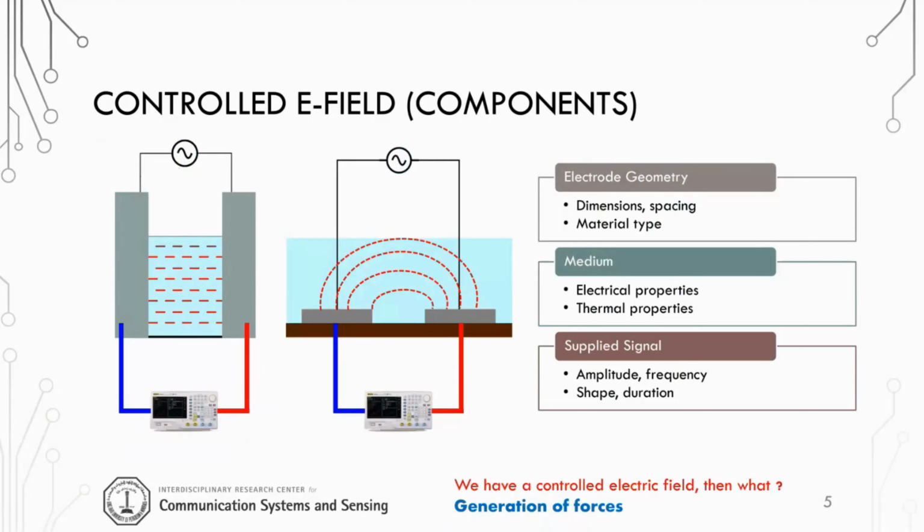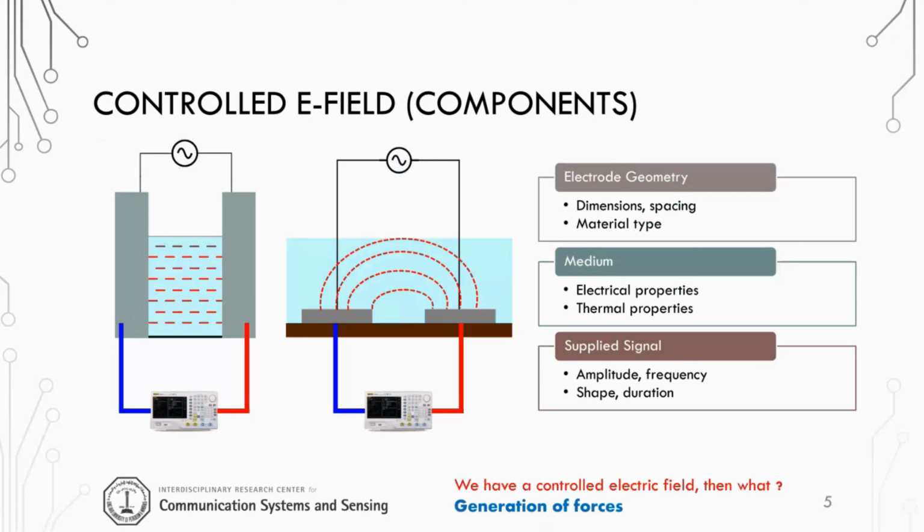Okay, so this is for the electrode, which is one part of the components that can be used to control your electric field. So what other parameters can we use? Of course, the material of the electrodes makes a difference. For example, are you using gold electrodes, or maybe ITO electrodes? That also makes a difference. But the other two components are the medium and also the supplied signal.